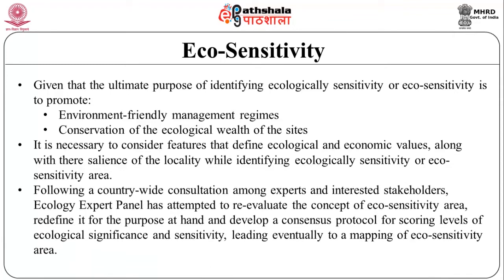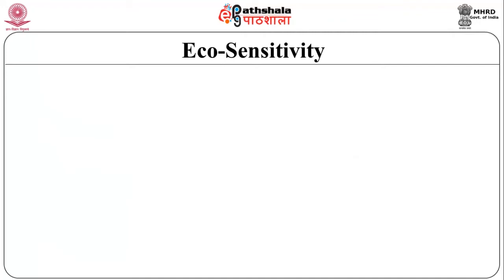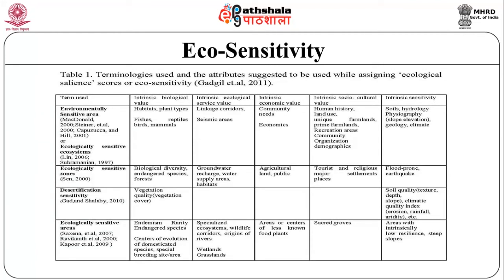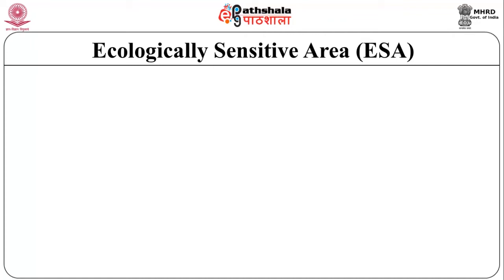Therefore, following a country-wide consultation among experts and interested stakeholders, the Ecology expert panel has attempted to re-evaluate the concept of eco-sensitive area, redefine it for the purpose at hand, and develop a consensus protocol for scoring levels of ecological significance and sensitivity, leading eventually to a mapping of eco-sensitive areas. The following protocol has been made. The given table displays the terminologies used and the attributes suggested to be used while assigning ecological salience scores or eco-sensitivity. The next section is going to deal with what is an ecologically sensitive area.